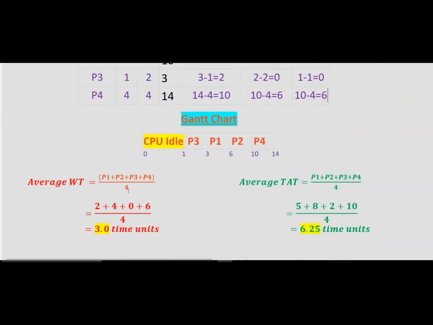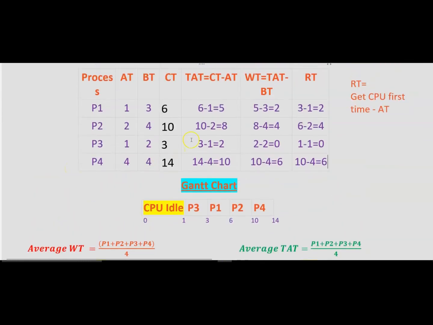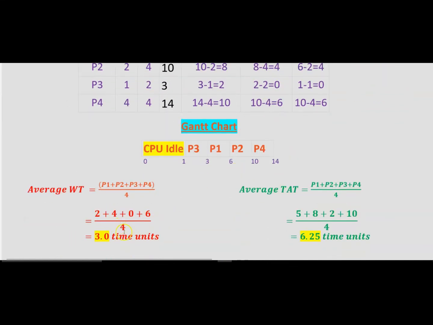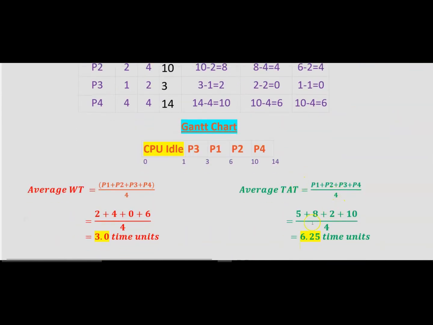In the same way we are going to calculate the average waiting time. The formula is the same: simply get all the values of the waiting time from the table, that is 2 plus 4 plus 0 plus 6, divided by the number of processes, that is 4. The answer I'm going to get is 3.0. Similarly, we can calculate the average turnaround time, getting all the values from the table. So 5 plus 8 plus 2 plus 10 divided by 4. The answer I'm getting is 6.25.